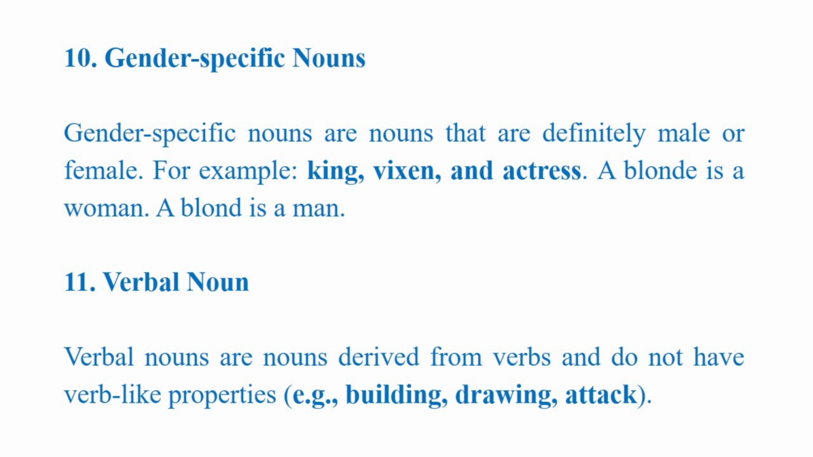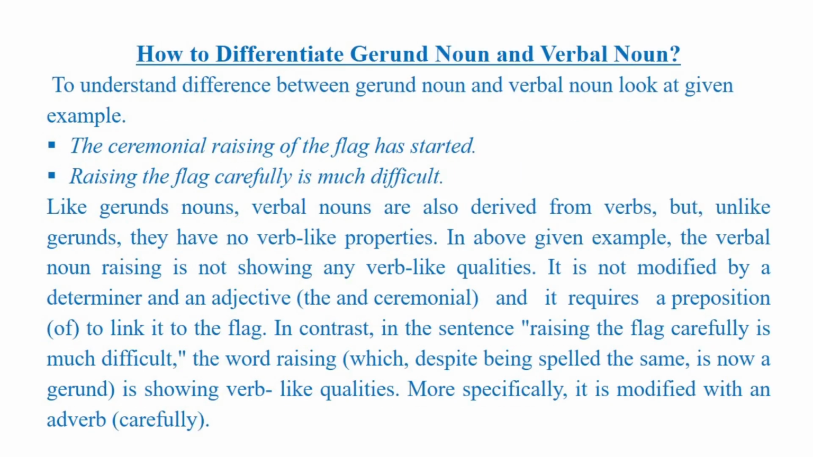11. Verbal noun. Verbal nouns are nouns derived from verbs and do not have verb-like properties, e.g., building, drawing, attack. How to differentiate a gerund noun and a verbal noun? To understand the difference between a gerund noun and a verbal noun, look at the given example. The ceremonial raising of the flag has started. Raising the flag carefully is much difficult.